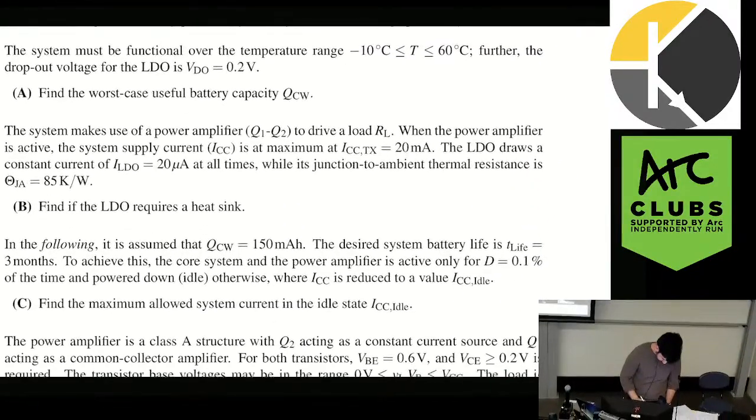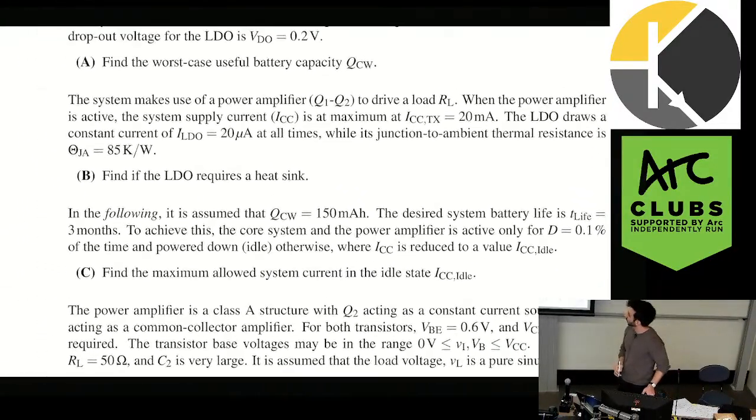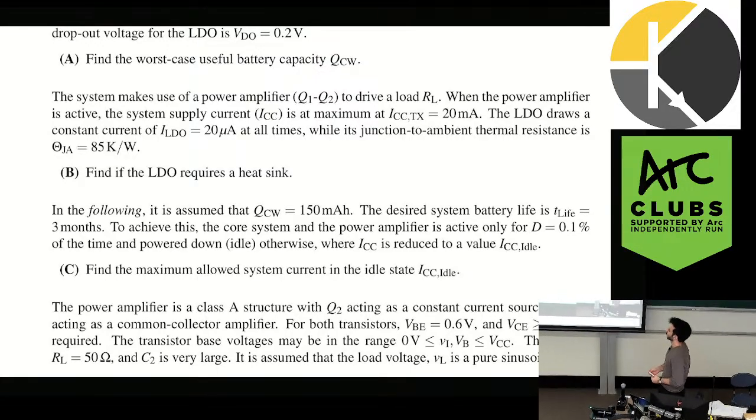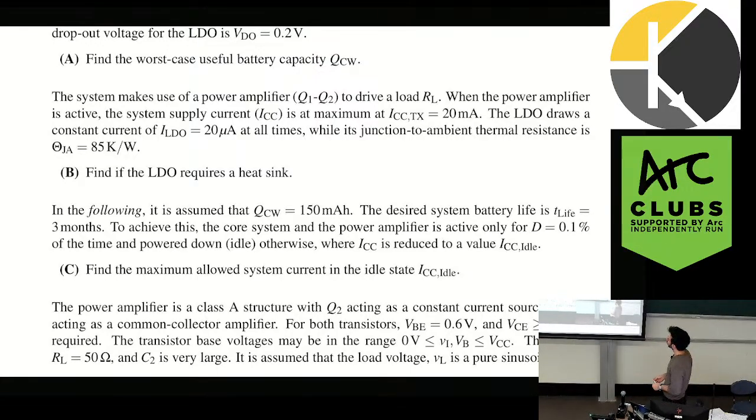Next question is short. In the following, it is assumed that QCW equals 150 milliampere hours. The desired system battery life is T life equals 3 months. To achieve this, the core system of the power amplifier is active only for D equals 0.1% and powered down otherwise. ICC is reduced to a value. So it's saying that for 0.1% of the time, the power amplifier is active. For 1 minus D of the time, the power amplifier is not active, so it's not drawing very much current. Then we need to find the maximum allowed system current in the idle state, ICC idle.